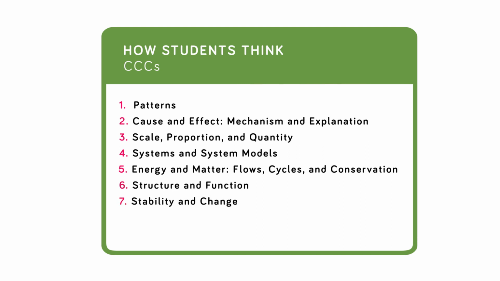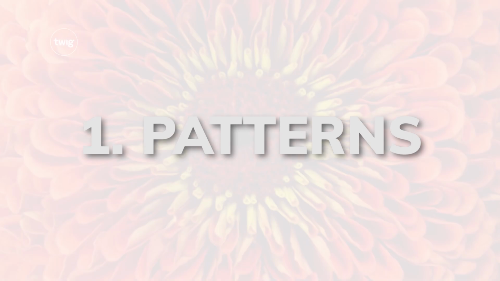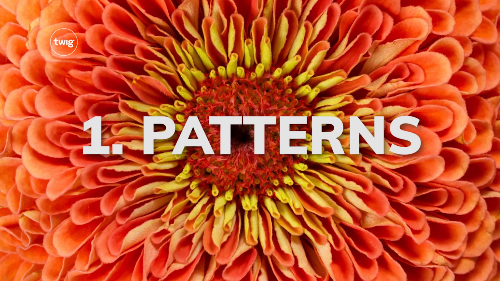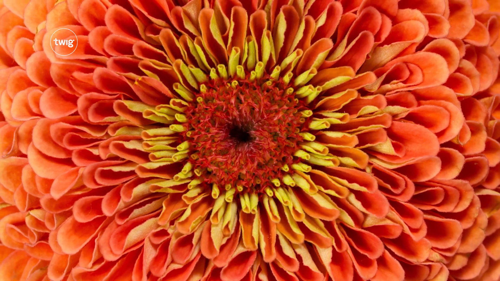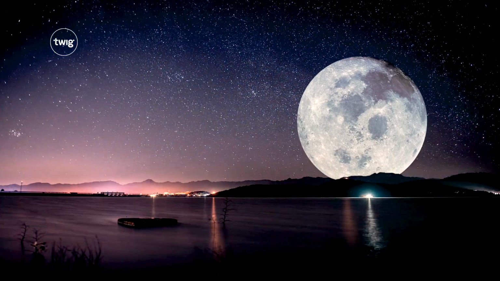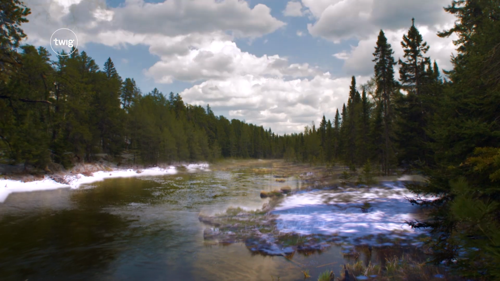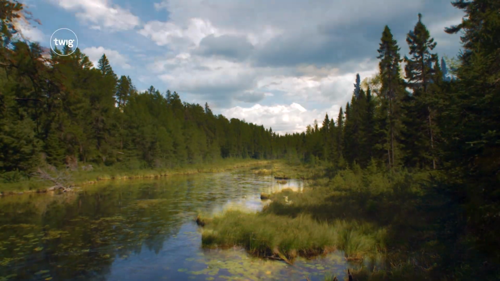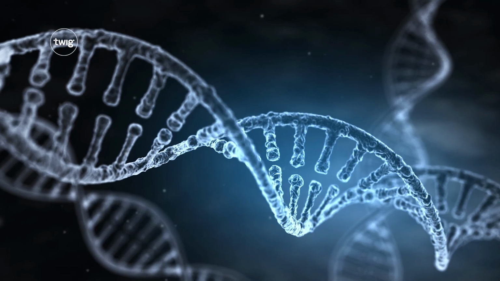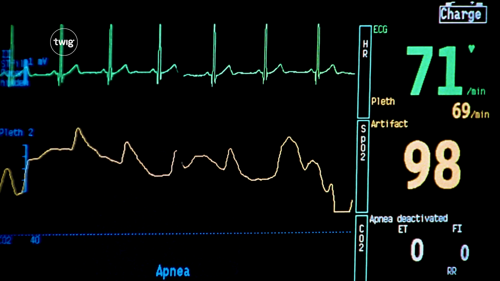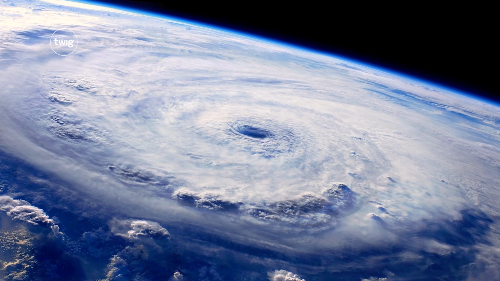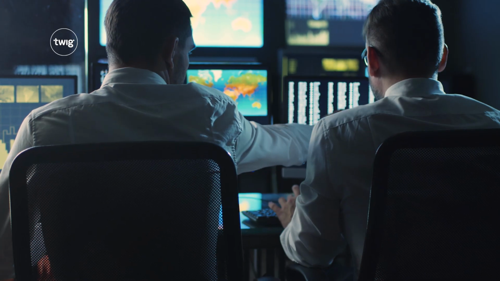7 CCCs are defined in 3D science standards. Patterns appear again and again in nature and science, such as the symmetry of flowers, the lunar cycle, the seasons, and the structure of DNA. Recognizing patterns is important for many scientific tasks, like classification or analyzing and interpreting data.